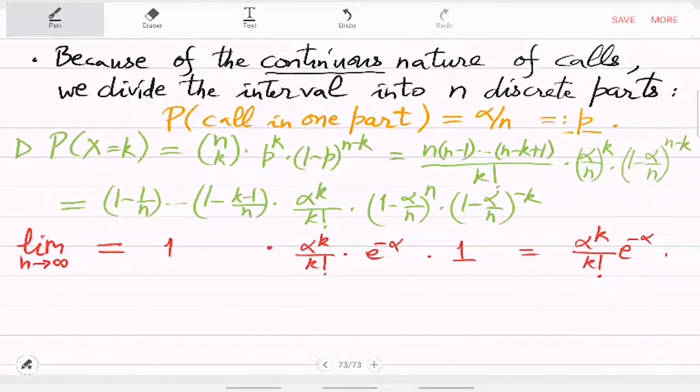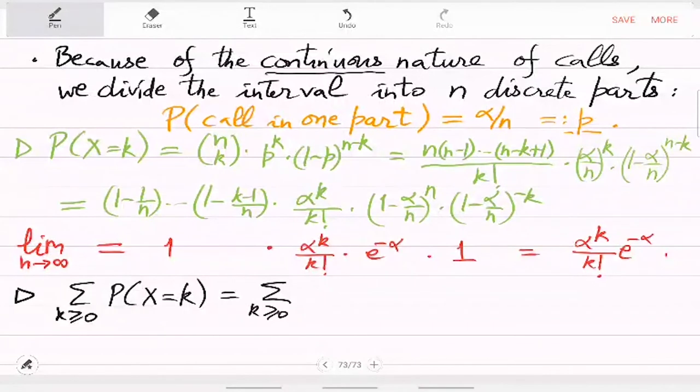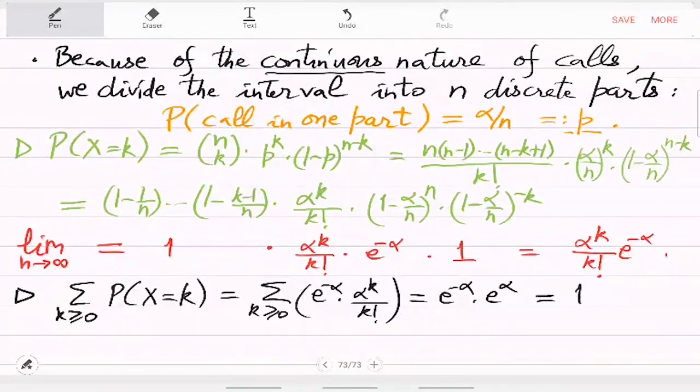Okay. So that is a weird expression, right? Let's try to see some properties. First property of this expression is, if you look at the probability going over all the k's, then what do you get? So e raised to minus alpha, alpha to the k by k factorial. So this expression is actually e raised to minus alpha times e raised to alpha. Right, the definition of e raised to alpha is this expression. So you get 1. Okay, and second is you can also calculate the expectation of x. So this we'll do next.